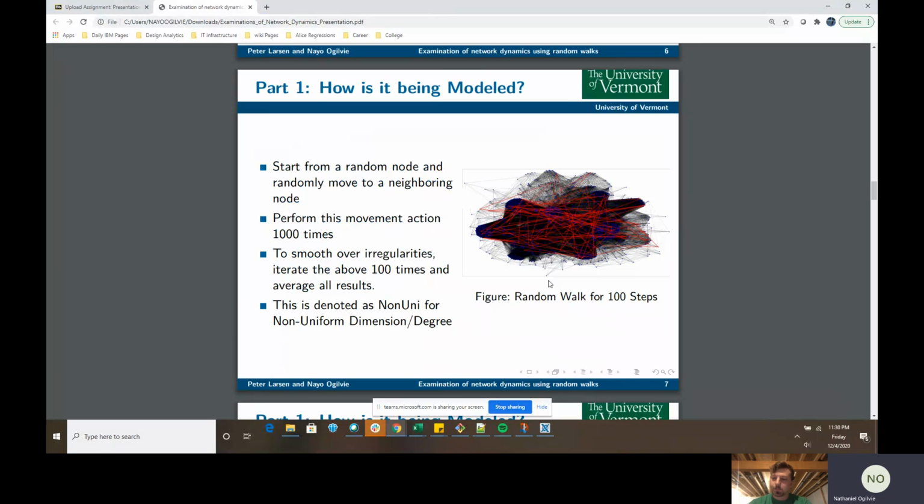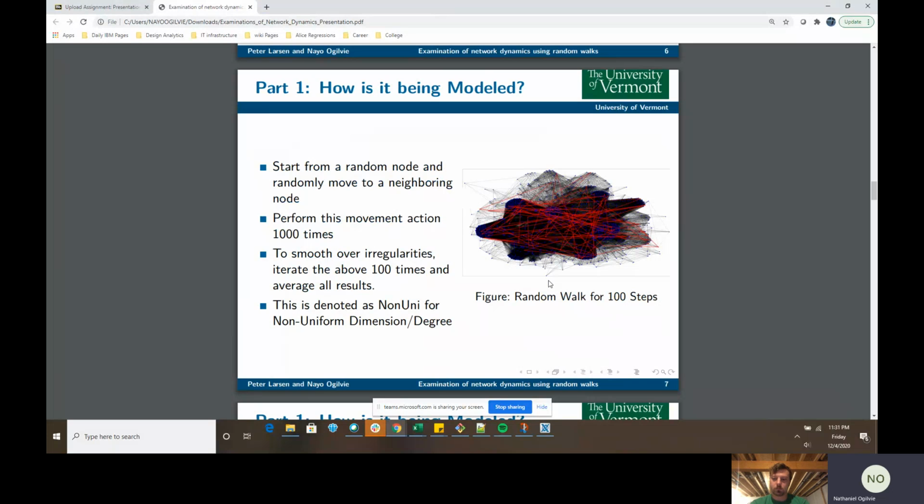All right, so how is this being modeled? So for part one, we basically start with a random node from that network that you saw above. And from that random node, we randomly move to a neighboring node. And we perform this movement 1,000 times. And then we perform those 1,000 movements over 100 different iterations to kind of average out all the results and smooth out irregularities.